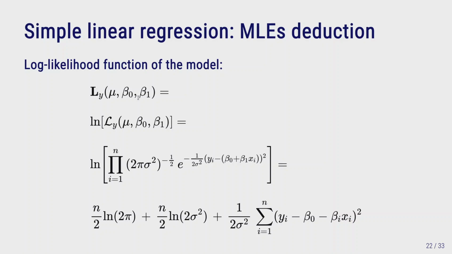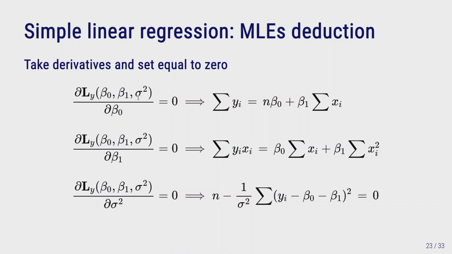So I will show the example of the simple linear regression. You can deduce by math the values of the MLEs, the maximum likelihood estimators. Well, the math is here. I will pass very quickly, just to show the general idea. You have the log likelihood function. First, you take the logarithm of the likelihood function, which means taking the logarithm of this expression here, which gives you this, which is way simpler to deal with. And then you have to take the derivatives of this function with respect to each parameter.